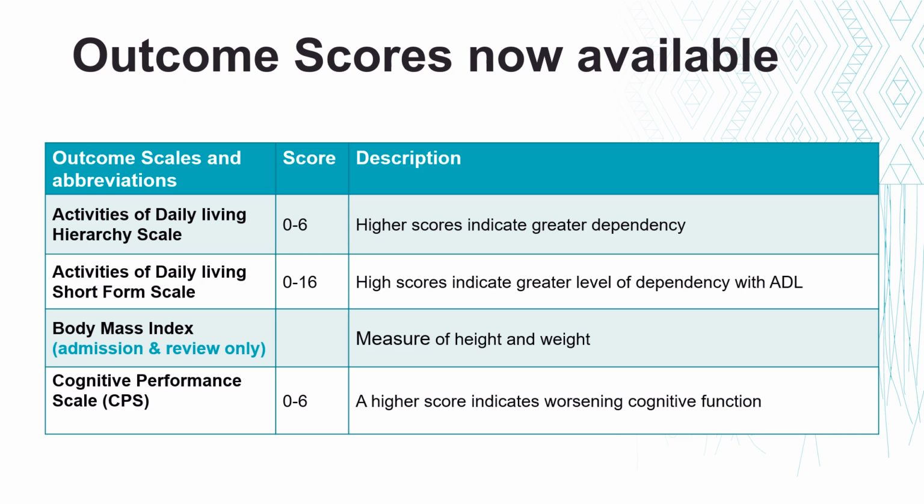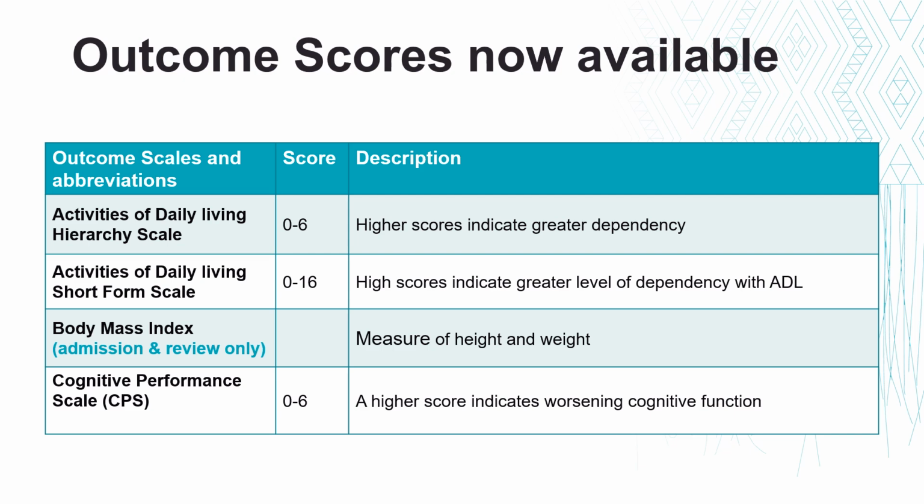ADL short form scale has a scale range of 0 to 16. It uses the same 4 items as the Activities of Daily Living hierarchy, but is more sensitive to change over time and has a focus on self-sufficiency and performance.